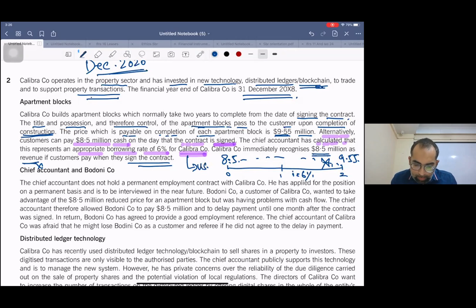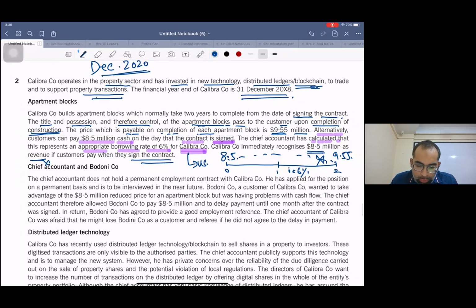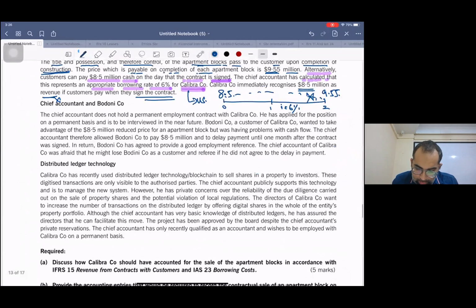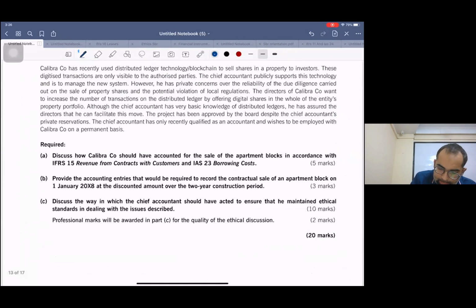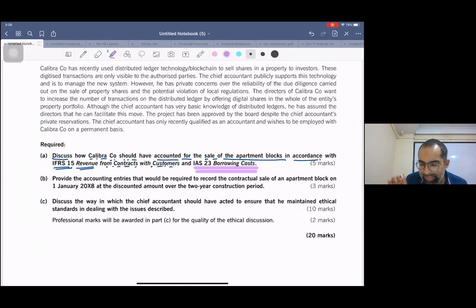Now let's read the requirement. I'm not going to do ethical issues now. Discuss how Calibra company should have accounted for the sale of the apartment blocks in accordance with IFRS 15, revenue from contracts with customers, and one more IAS 23 borrowing cost.